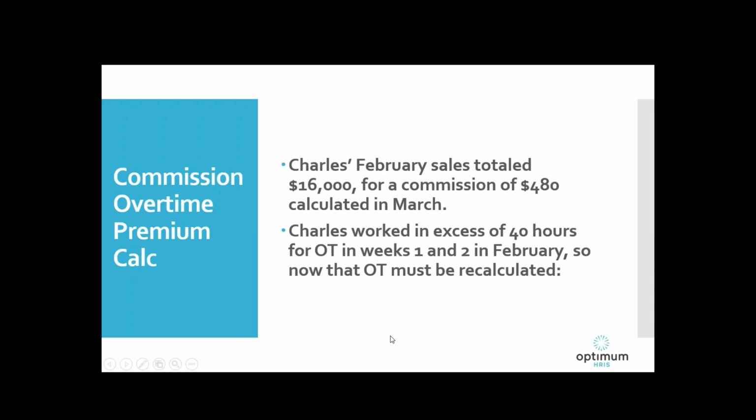So let's look at an example calculation. In February, Charles earned his 3% commission on sales of $16,000 for a commission of $480. That was calculated in March. Looking back at Charles' hours worked in February, we see that he worked overtime in the first 2 weeks of February. So we need to go back and recalculate the overtime pay for those 2 weeks.